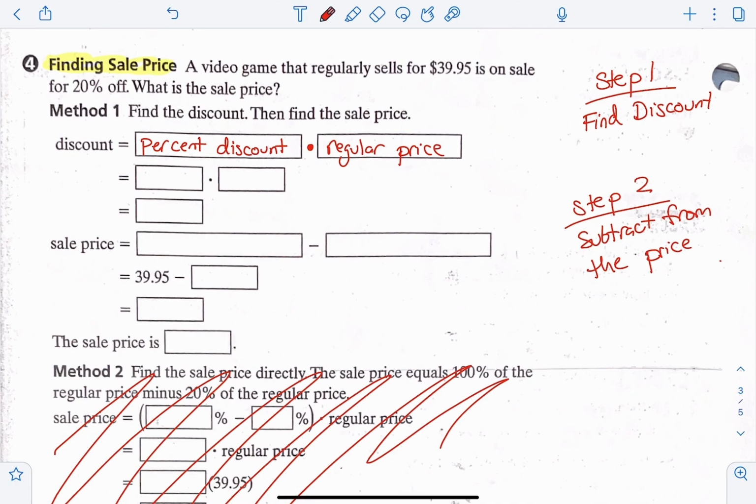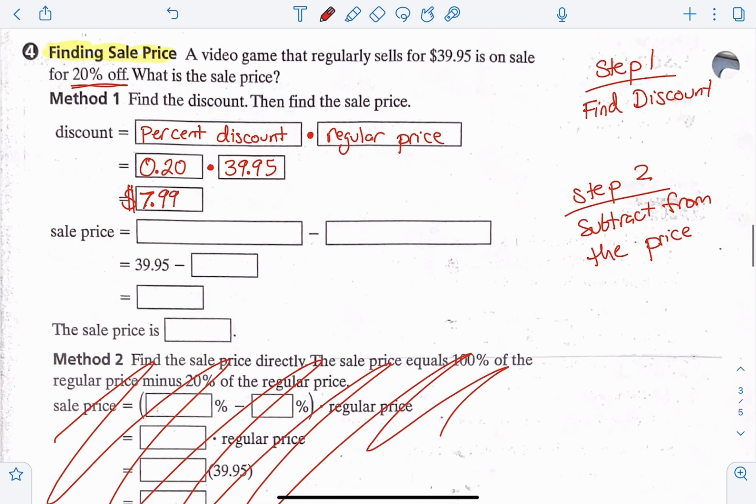So it says a video game that regularly sells for $39.95 is on sale for 20% off. So the percent of discount is 20%. We divide it by 100 and we put it in as 0.20. Then we times it by the regular price, which is $39.95. 0.20 times $39.95 gives us $7.99. So that's the amount of discount in dollars, right?